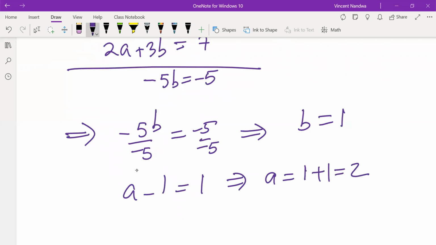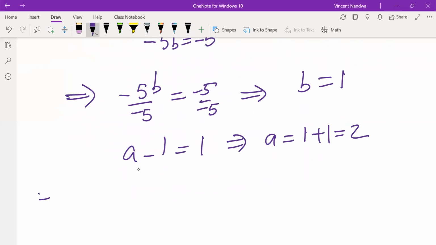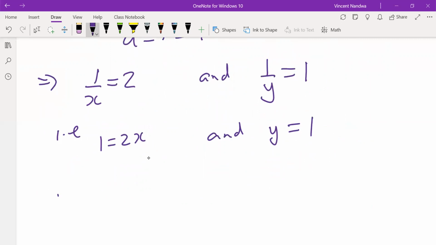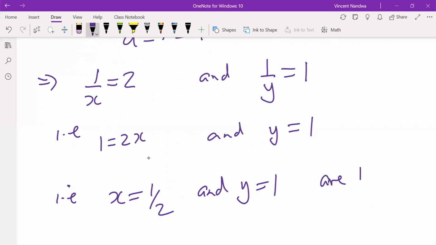But remember, our A and B are our own substitution, so which means 1 over x equals 2 and 1 over y equals 1, i.e. 1 equals 2x and y equals 1. So this means x equals 1/2 and y equals 1 are the solutions of the system.